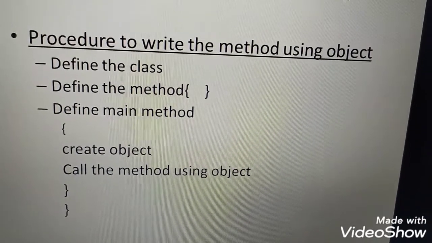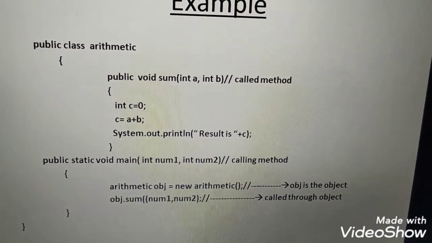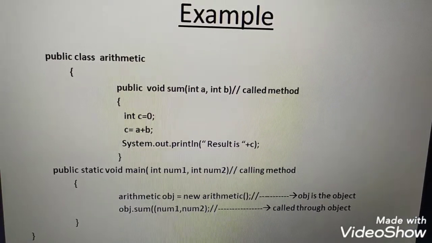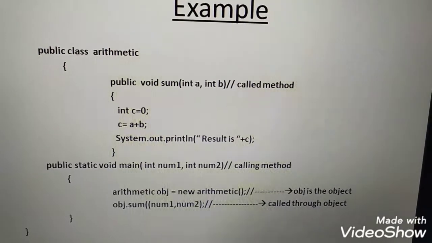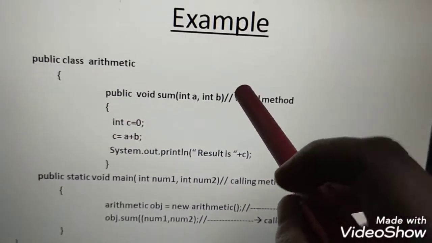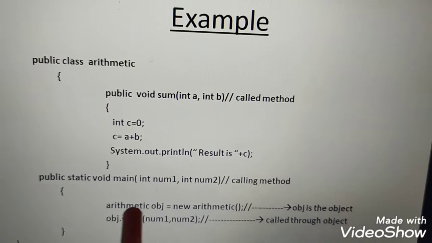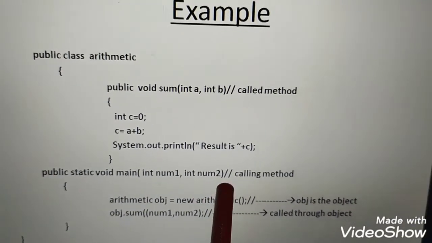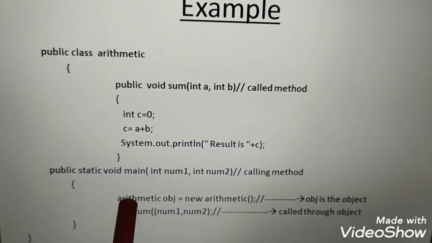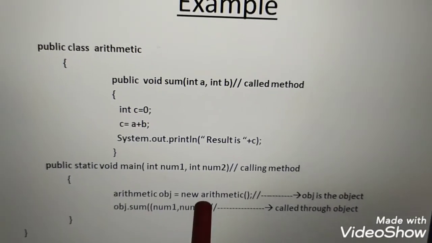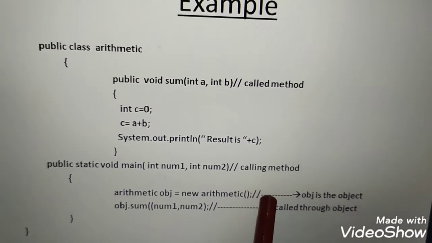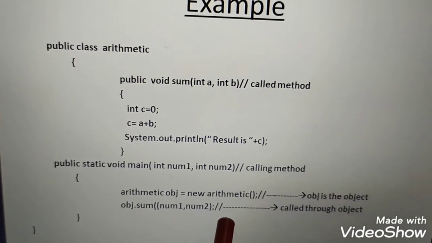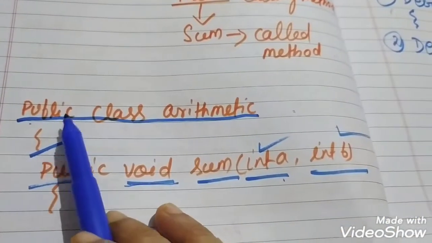Just look at the example. Now here, define the class. So first we have to define public class arithmetic. Okay, then define the method. So here the method is defined. Okay, now then define the main method. Then here you just see the main method is defined. Then create the object inside the main method. By this line an object is created. Okay, now call the method by using the object. Through the object the method is called. Okay, now look at the example here.